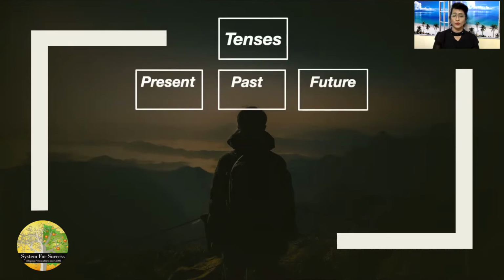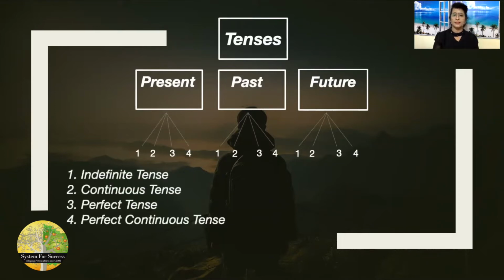As you all know, there are 3 tenses. We'll start with present. So present, past and future. For the further classification, every tense is divided into 4 different segments. 1, 2, 3, 4. So wherever number 1 is written, it's indefinite tense. Wherever number 2 is written, this is continuous tense. 3 means perfect and 4 means perfect continuous tense.